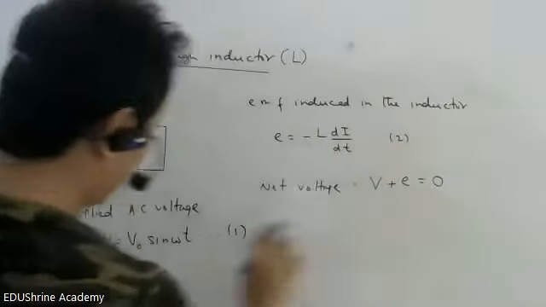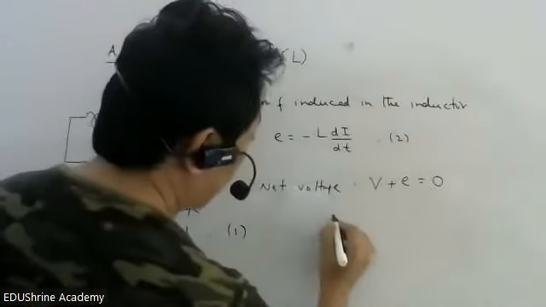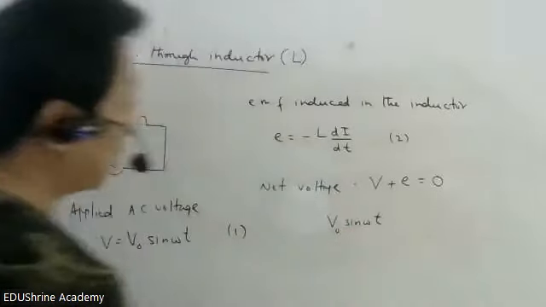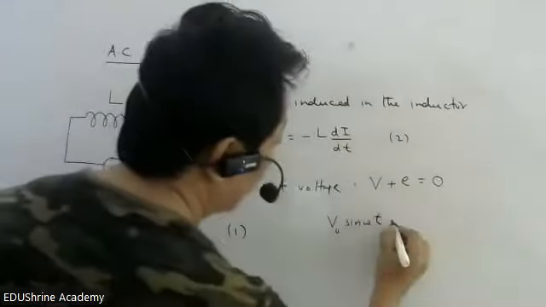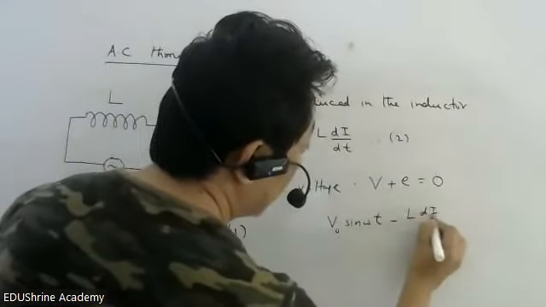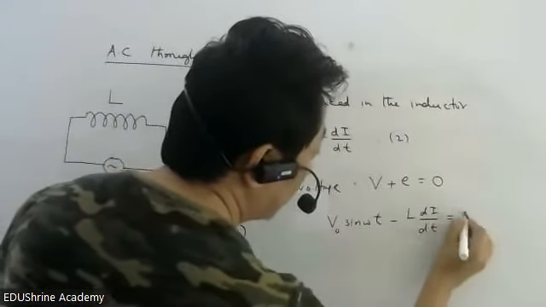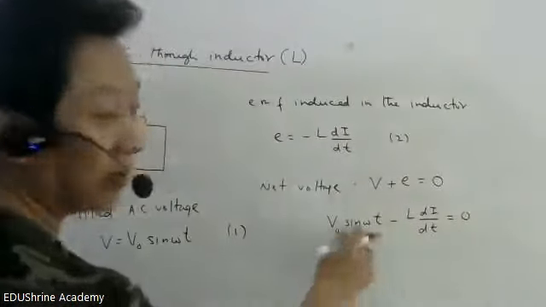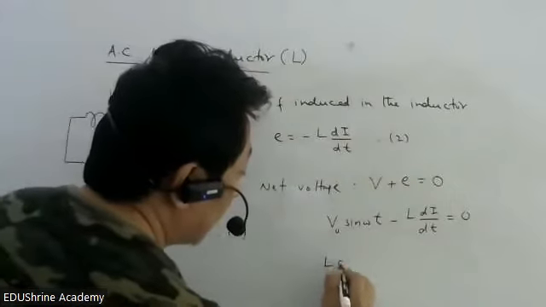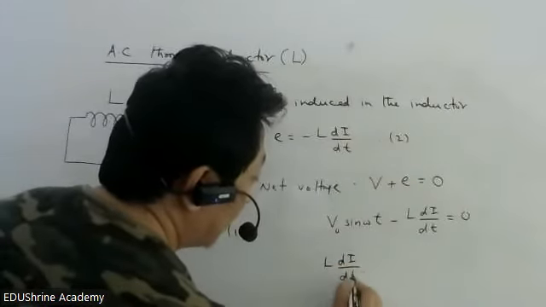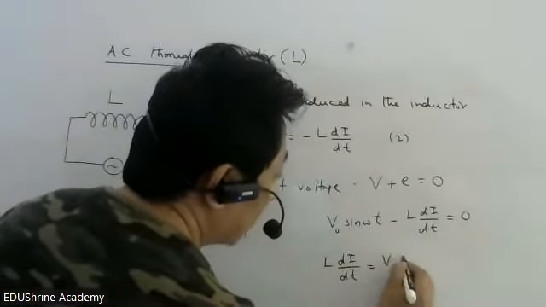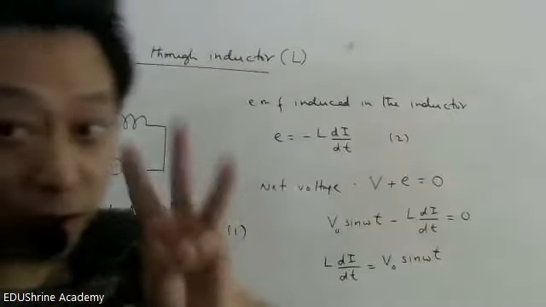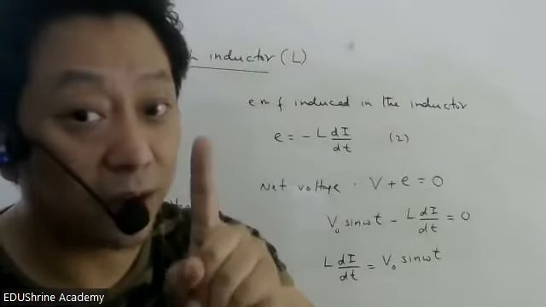That means if you substitute this voltage here, you will get V naught sine omega t, and this EMF here, you will get minus L di by dt equal to 0. Then you take this one this side, then minus will become plus: L di by dt equals V naught sine omega t. Remember, I told you in all the 3 cases, our aim is to find current.